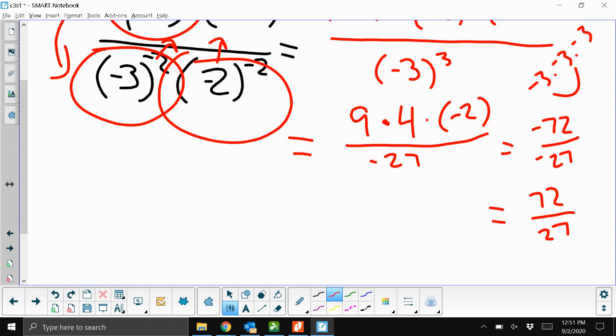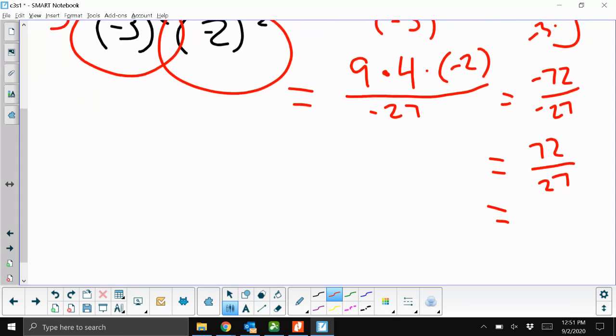So I guess the question here is, can we reduce this? I think we can. We could have reduced it earlier if we wanted to. But it looks to me like both of these numbers are divisible by 9. So we can divide the top by 9 and get 8. We divide the bottom by 9 and get 3. So our final answer would be 8/3. And we could have reduced the fraction early on if you went ahead and saw it right there.